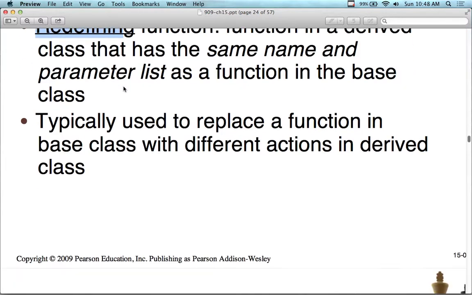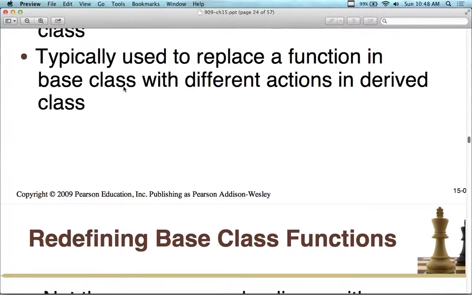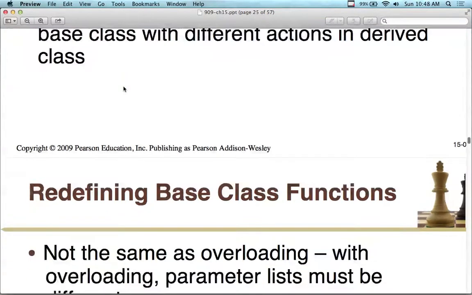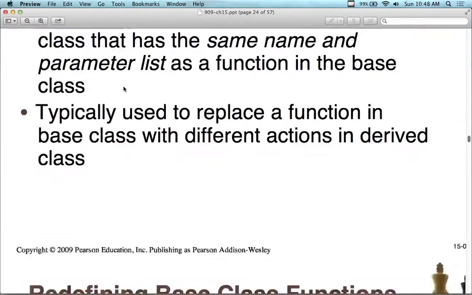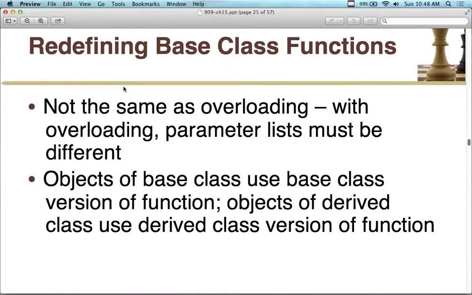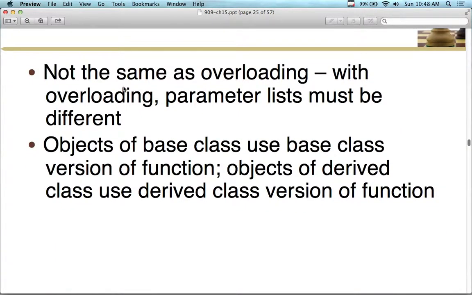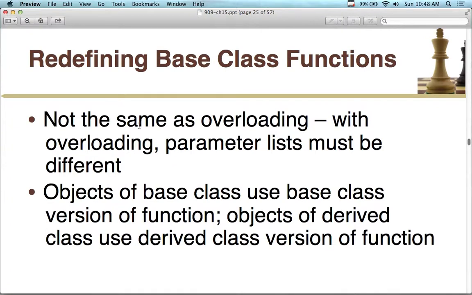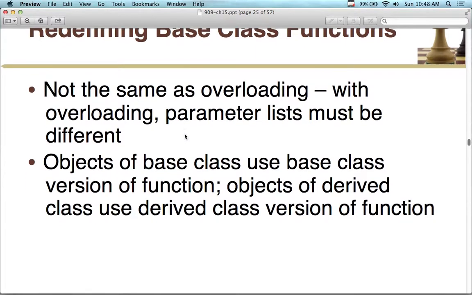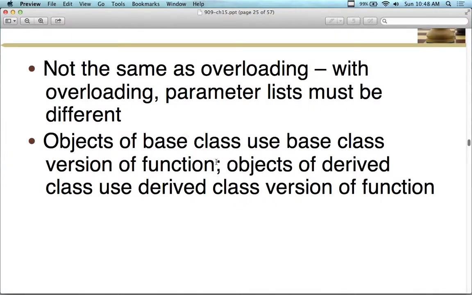So anyway, it's typically used to replace the functions in the base class with different actions in the derived class if we redefine it or override it. In terms of overriding, we can also overload. So overriding is not the same as overloading. Overloading means we have more than one version of the same function available to us. So with overloading, the parameter list must be different but the name the same. So objects of the base class use the base class version of the function, and objects of the derived class use the derived class version of the function.